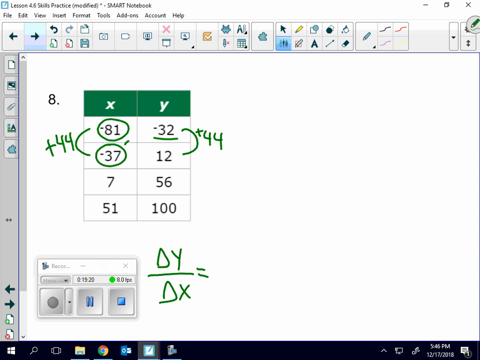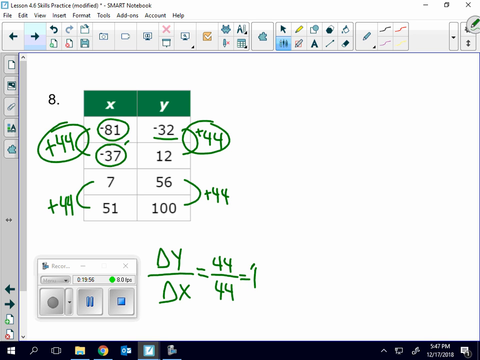Now I'm just going to show you that that's the same thing no matter which ones you use. Say I did these two. Well, 100 minus 56, guess what that is? That's positive 44. And over here, 51 minus 7, the difference is, again, 44. So it doesn't matter where you do these things. If you don't like negatives, try not to use them. So either way, we have the change in y over the change in x, which is 44 over 44, which is just 1.